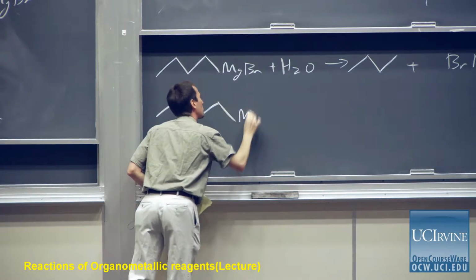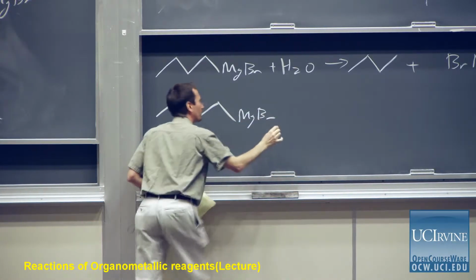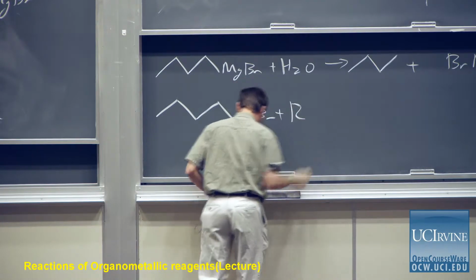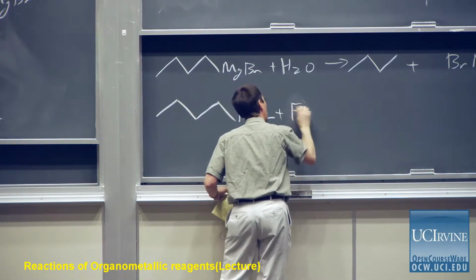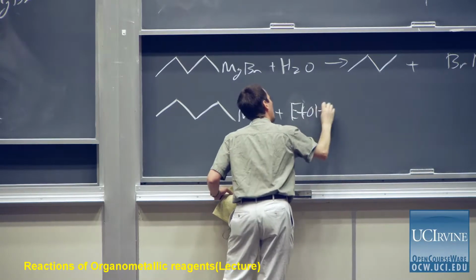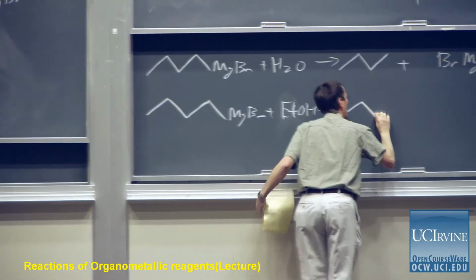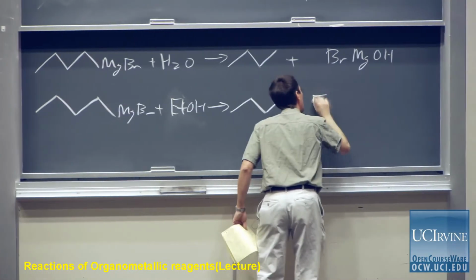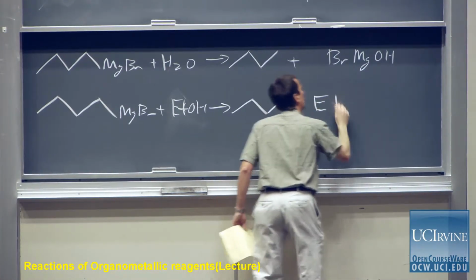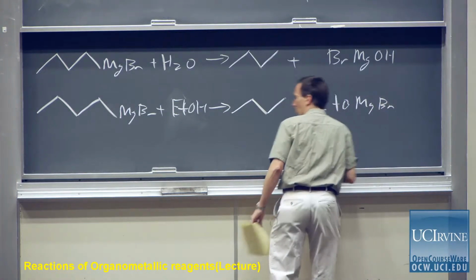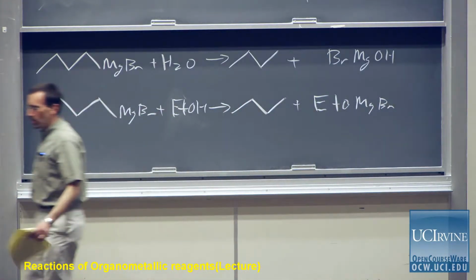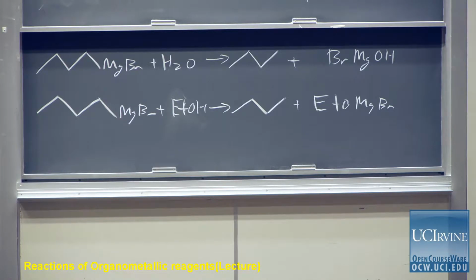And so just by comparison, imagine for a moment I wrote, let me pick a particular alcohol. We'll pick ethanol as an alcohol. And so now we would get butane and ethoxy magnesium bromide. And of course, this would be the same with a carboxylic acid or just about anything that you would normally think about as even mildly acidic.